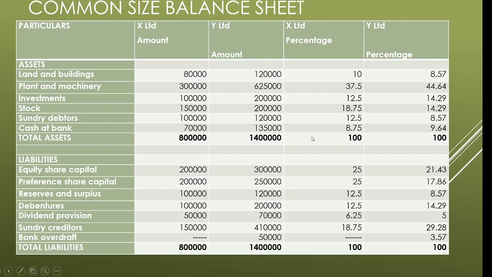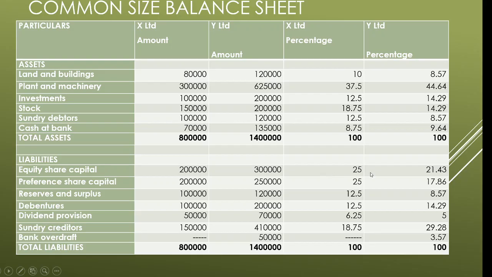So in this way, the common size balance sheet is prepared. In a common size balance sheet, the total of the assets and the total of the liabilities are taken as 100, and each item is taken as a percentage of the total. So in this way, we have found out the percentage of different items, and it gives us a clear picture as to what percentage each item bears to the total assets.